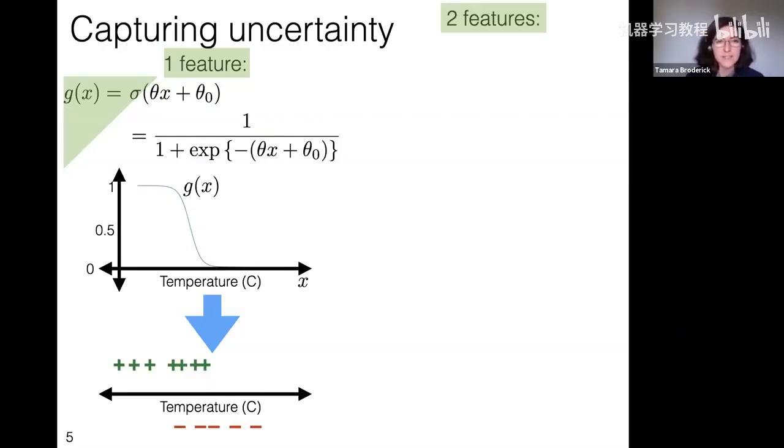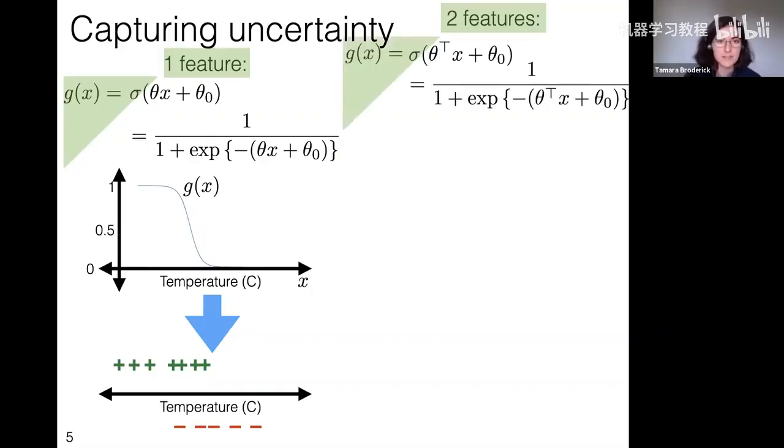Okay, so what's going to go on with two features? Well, I'm going to propose that we do a g of x, much like we did last time, that we have a sigma function, and we apply it now to, instead of theta x plus theta naught, theta transpose x plus theta naught, which is starting to look pretty familiar if it wasn't already. Definitely, this theta transpose x plus theta naught is very familiar from linear classifiers at this point.